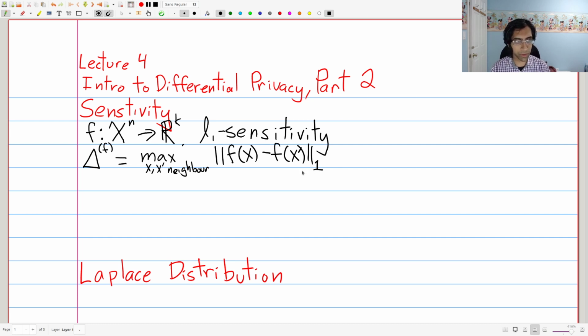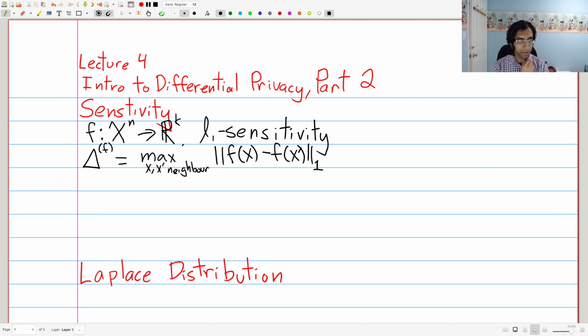So we'll use the symbol delta, and when it's clear from context, we might omit the f, just saying that delta is the sensitivity. And in addition, I'll mention that sometimes we'll just call it the sensitivity instead of the L1 sensitivity, just because this is the one we commonly use for the Laplace mechanism.